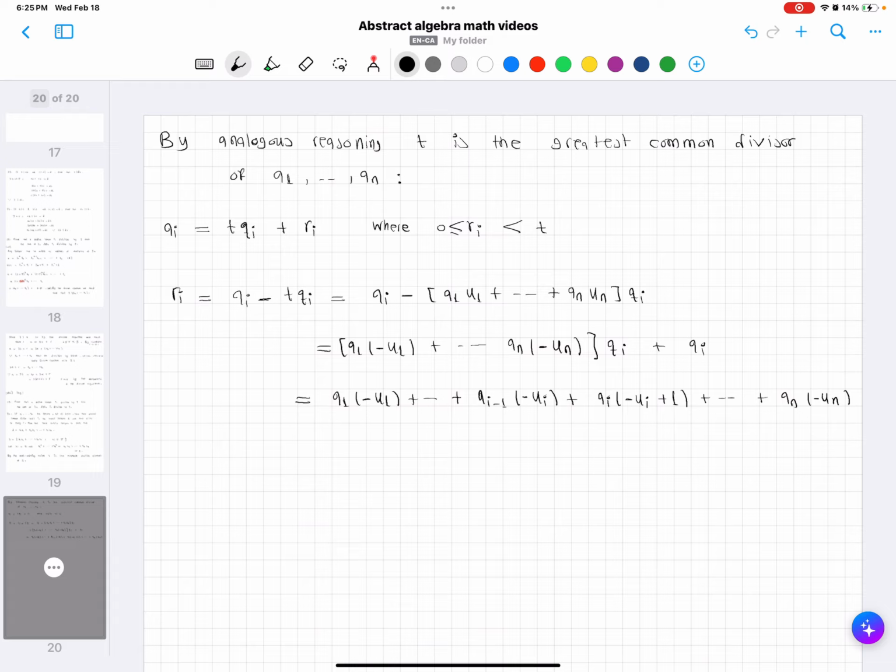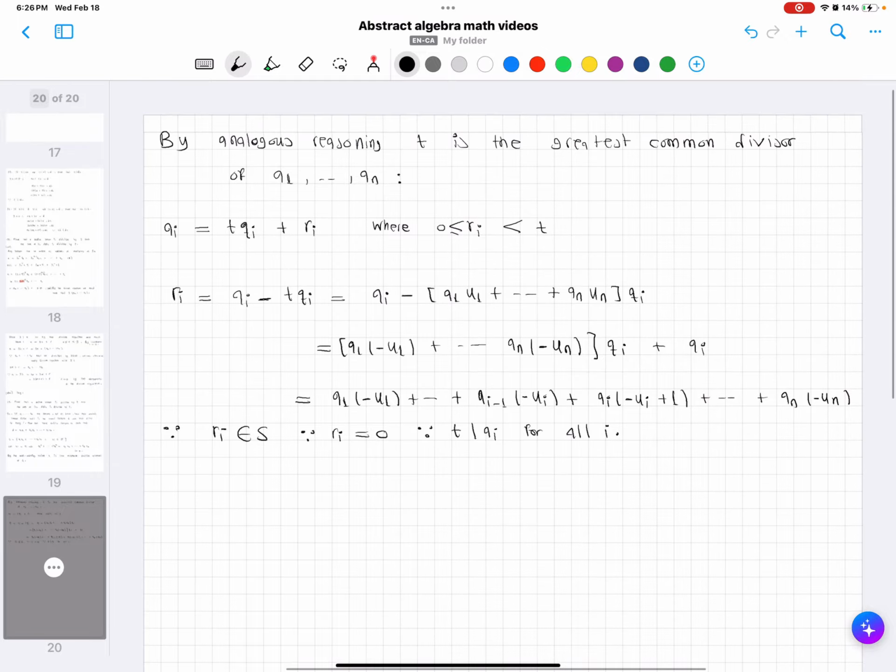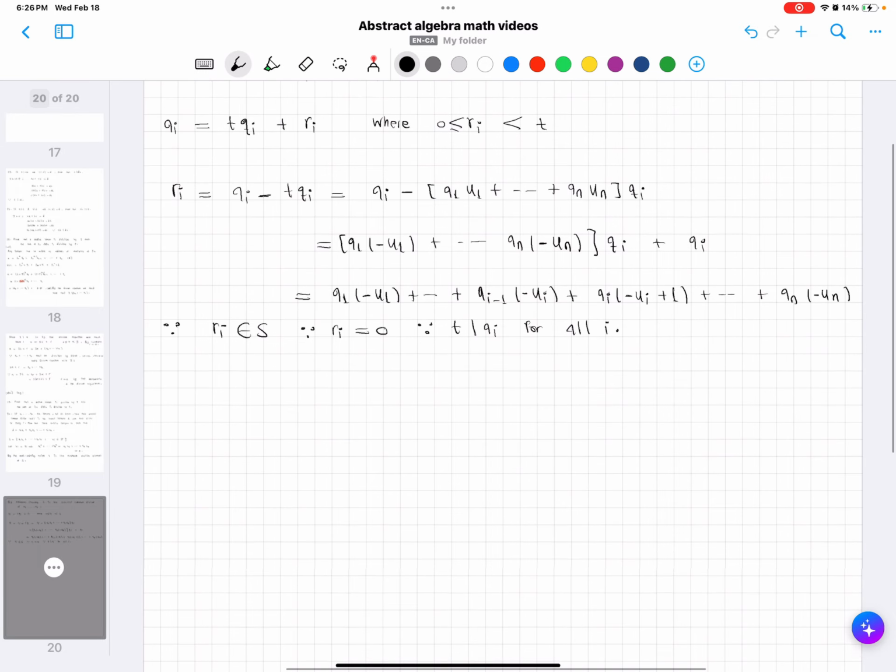So then you get the following. You get that ri is in S, so it must be 0 because it is less than T, and therefore you get that T divides each of the ai for all i. So we get our result.